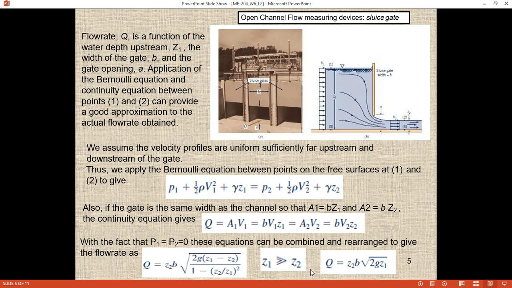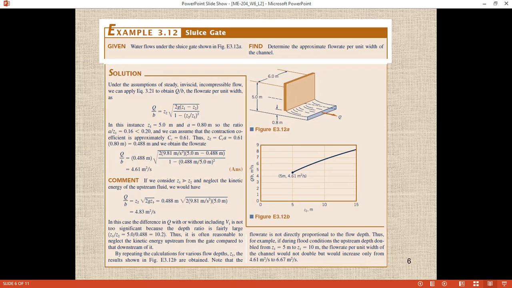So the equation will become equal to this if we consider Z1 to be much bigger than Z2. This is a very simplified form, but even then, if you want to consider Z2, you can use this equation. But this will not have much effect on the volume flow rate in the open channel if you ignore Z2. So let's do one example for the open channel.